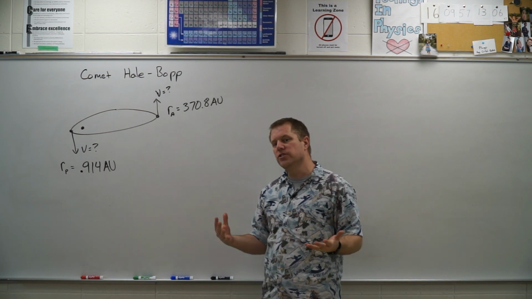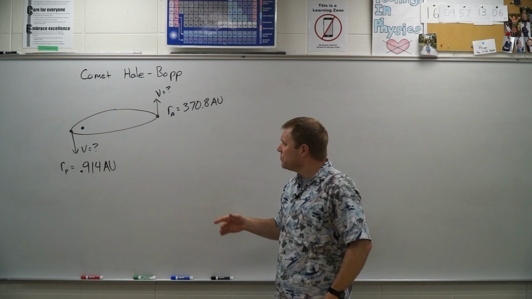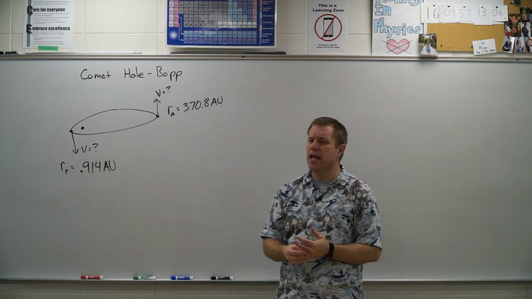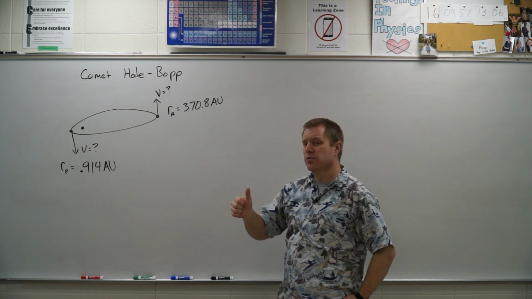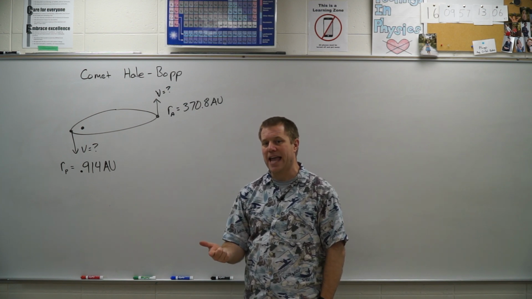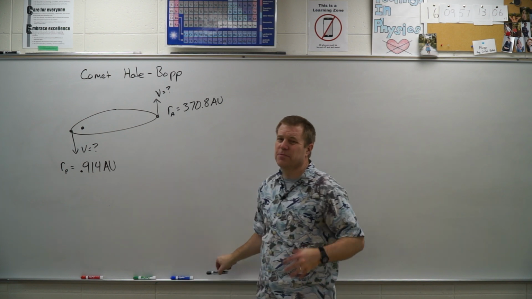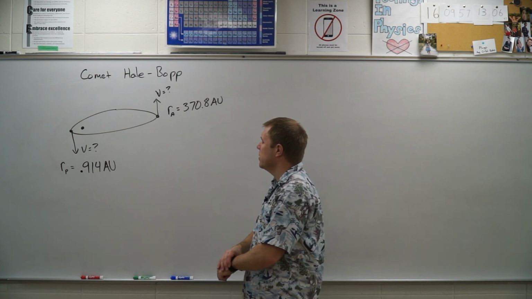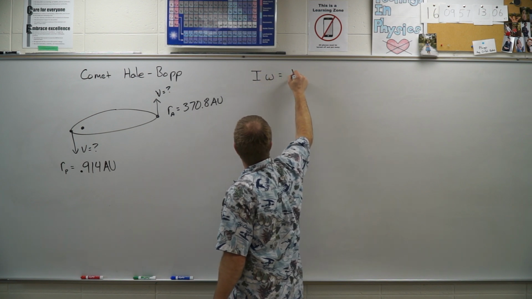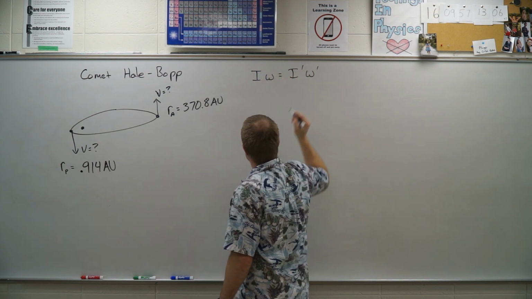So how we're going to do these comet problems is, I have two unknowns right now, so that means I'm going to need two equations. And the two equations we're going to use are the conservation of angular momentum and the conservation of mechanical energy. And I'm going to explain why we can use those here. Okay, so we have I omega equals I prime omega prime.